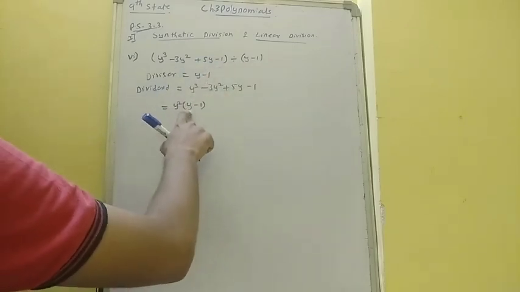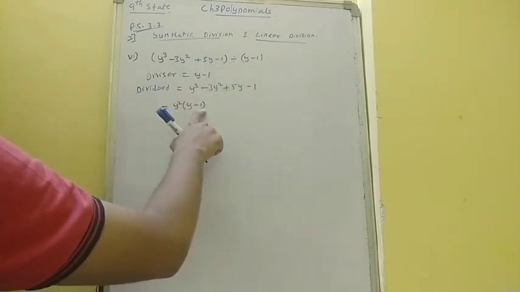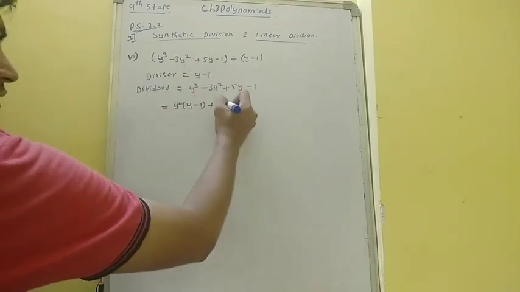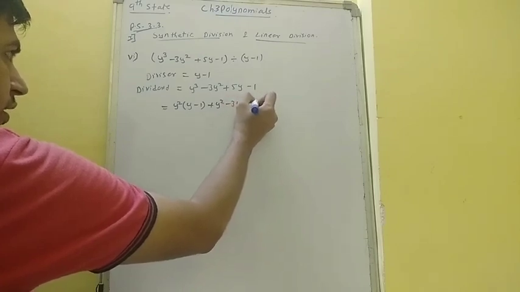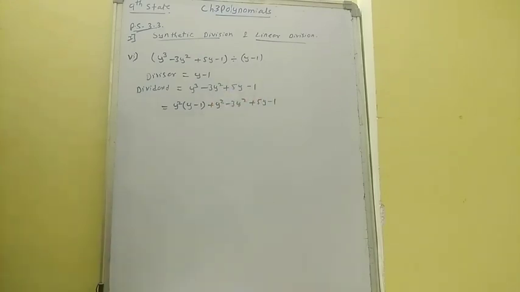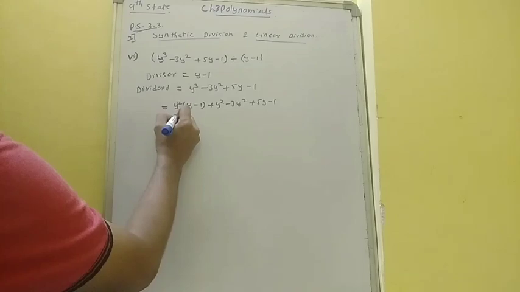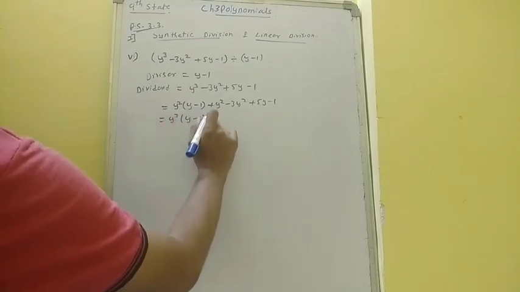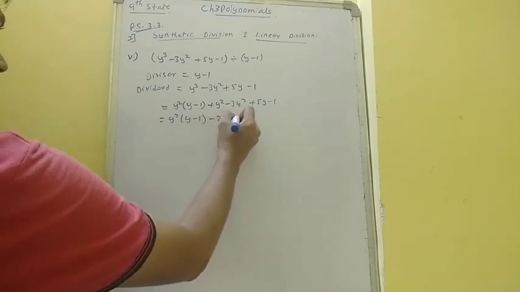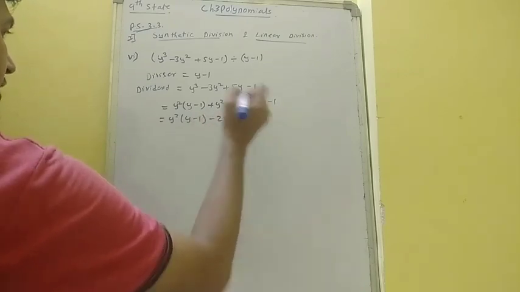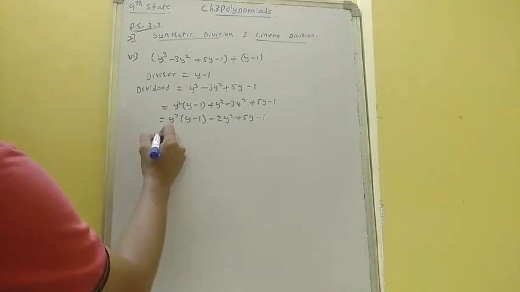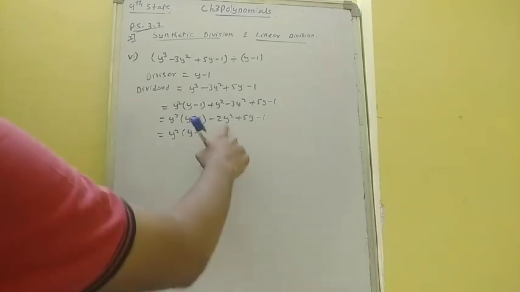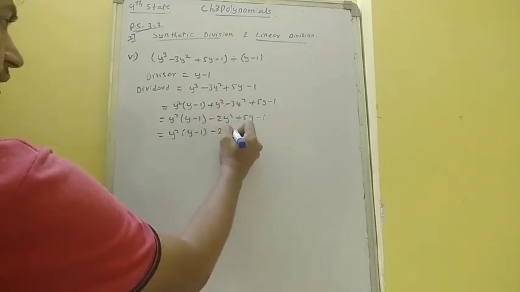So y square into y is y cube, but y square into 1 is minus y square. To balance that minus y square, we will add plus y square. Minus 3y square plus 5y minus 1 as it is. So this can be written as y square into y minus 1 minus 2y square plus 5y minus 1. Okay, this as it is.